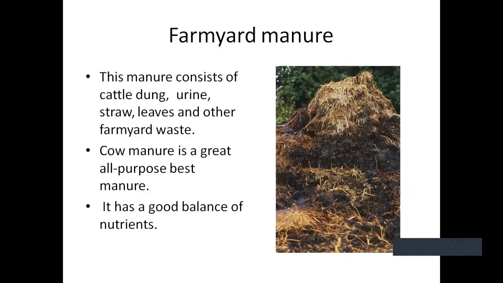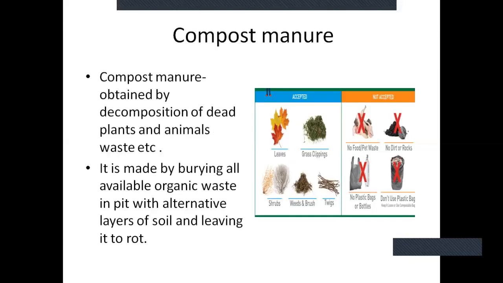Then the urine of these animals, and straw, after harvesting, whatever waste is left in the farm, right? So straw and husk and all, that can be used as farmyard manure. Even the leaves which are present in the field, all that the farmer finds in his field can be used as farmyard manure. Cow dung is actually a very good all-purpose manure, because as I said, it has very well balanced nutrients in it, so it is considered the best manure.